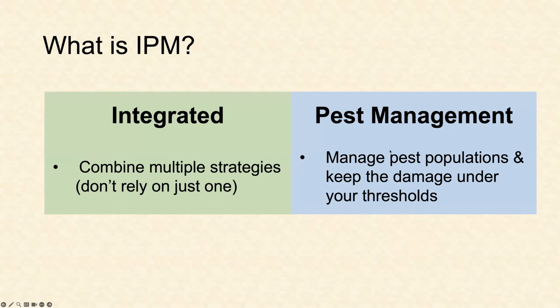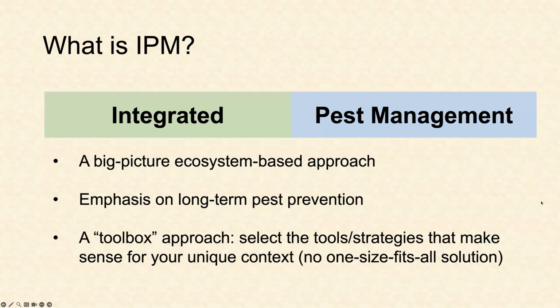So what is IPM? You might have heard this before. IPM stands for Integrated Pest Management. So it's integrated because it combines multiple strategies instead of just relying on one thing. And the goal really is managing your pest populations and keeping the damage under your thresholds. And I say your thresholds because that might look different depending on who you are and your context, goals, and constraints. So just bear in mind that can look a little different depending on your farm.